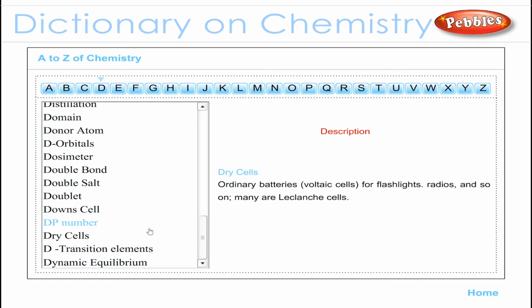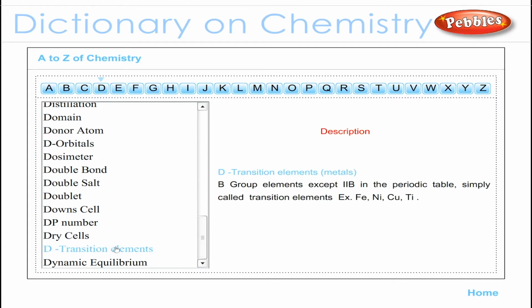Dry cells, ordinary batteries, that is, voltaic cells for flashlights, radios and so on. Many are Leclanché cells. D transition elements, metals in the d group elements of the periodic table, simply called the transition elements. Example, Fe, Ni, Cu, Ti.